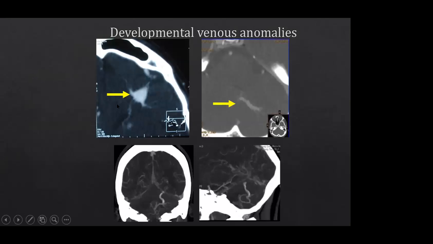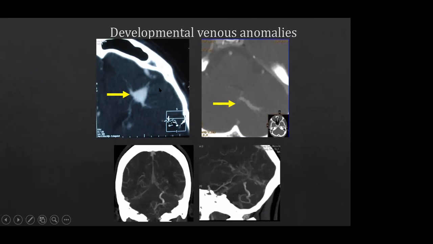And this is what they look like. So here you have a developmental venous anomaly along the margins of the frontal horn. This is a frontal horn, and you can see how multiple small tributaries are draining via a very prominent channel, via a single vein, towards the superior sagittal sinus.